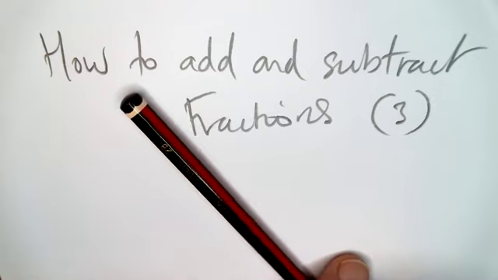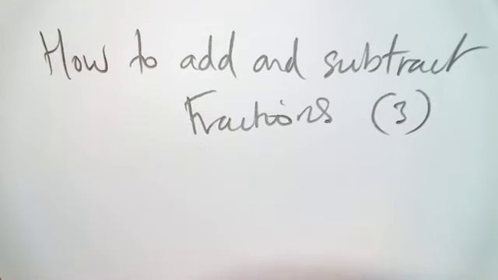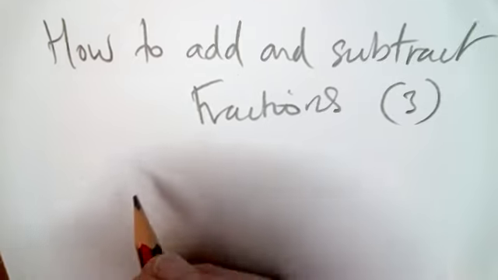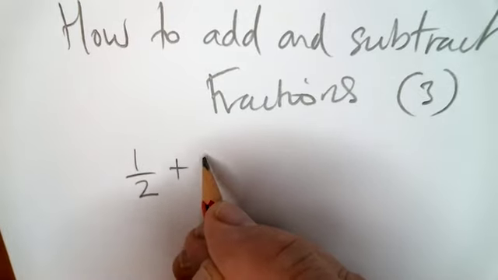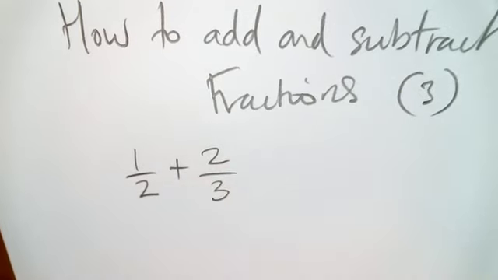How to add and subtract fractions, part 3. All right, let's take a look at something where we've got denominators which are not the same, but you can't make them easily the same as the other one. So let's say we've got 1/2, and we're going to add it to 2/3.